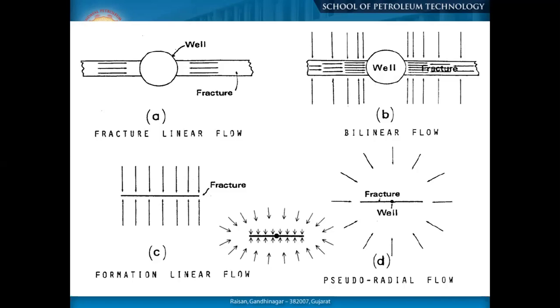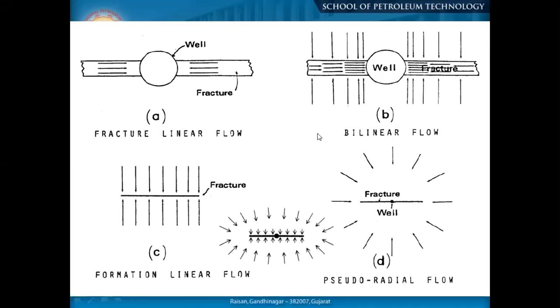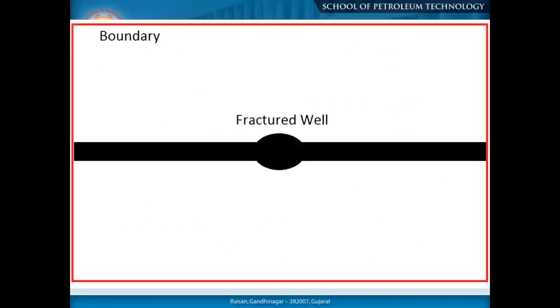Now I'll show you a few figures or pictures which will help you understand, or give you some hints here, so that I'll put this material as an assignment and you will complete it. Now this is what you see: the red color is the boundary and we have the fractured well.